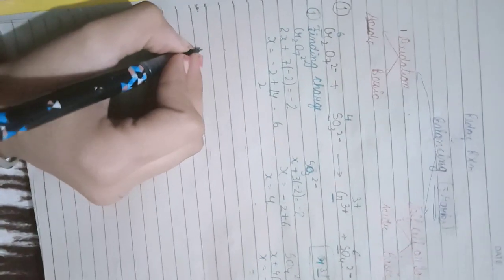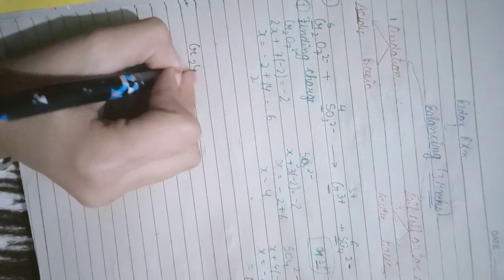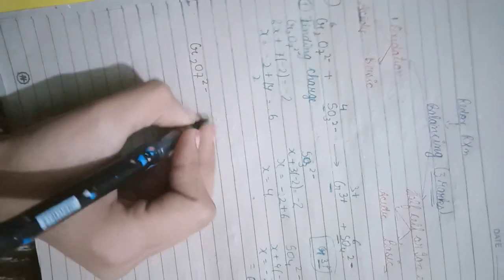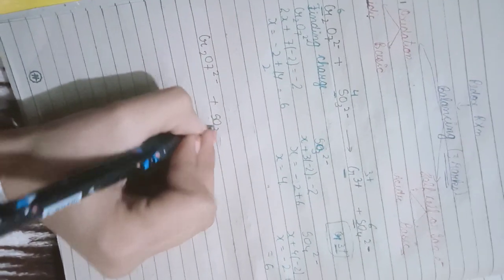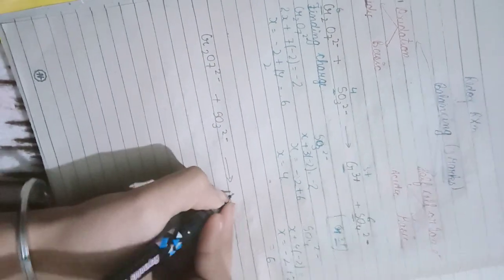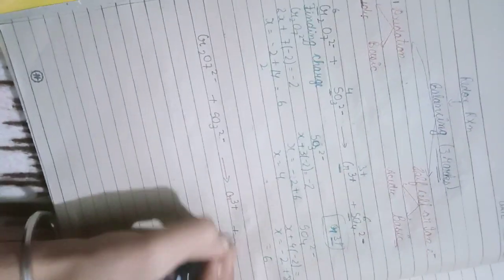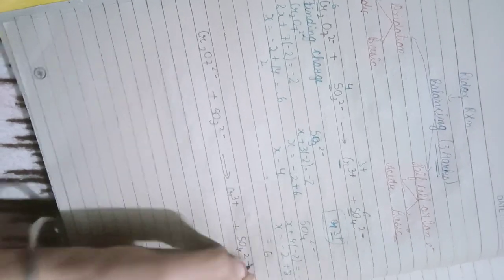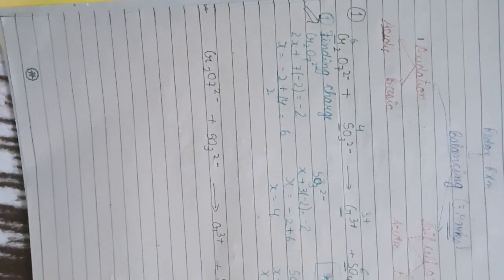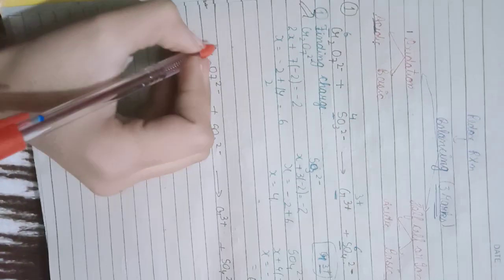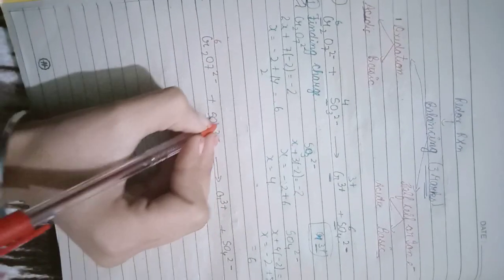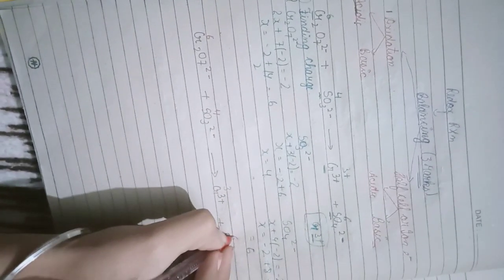Now I will write this equation again and do other steps in this. Okay, so it is Cr2O7 2 negative plus SO3 2 negative gives Cr3 positive plus SO4 2 negative. These are the steps. ठीक है, फर्स्ट स्टेप ये था, ये वाला था. अब इसके हम ना चार्जेस लिख देते हैं. इसका चार्ज आया था 6, इसका 4, इसका 3 और इसका 6.